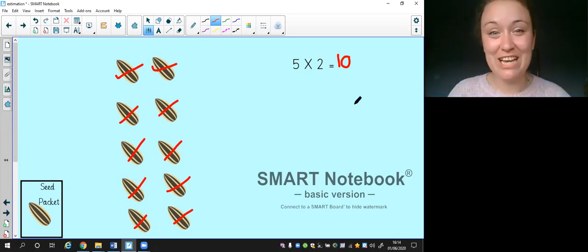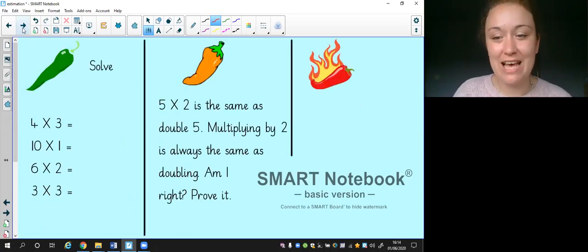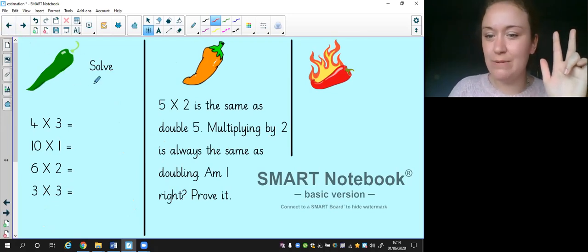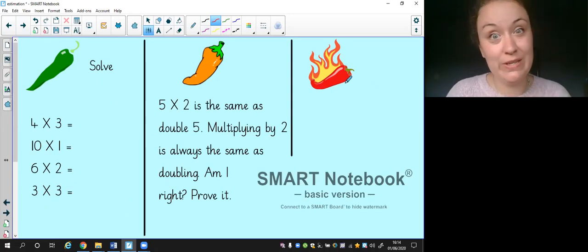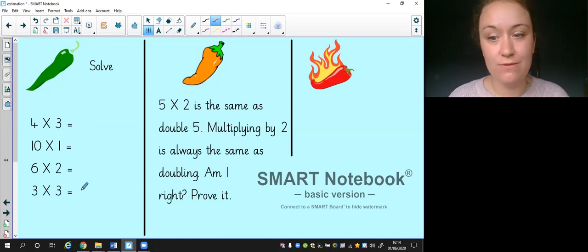Okay, ready for some challenges then. So, in my maths lessons, I like to have 3 levels of challenges going from green, so they're a little bit tricky, to orange, super tricky, to smoking hot challenges. Okay, so for the first challenge today, which I think everyone will be able to do with a bit of help from grown-ups and by drawing it out extra carefully, I would like you to solve these green chili challenge questions. So can you write them out and work out the answers for me?